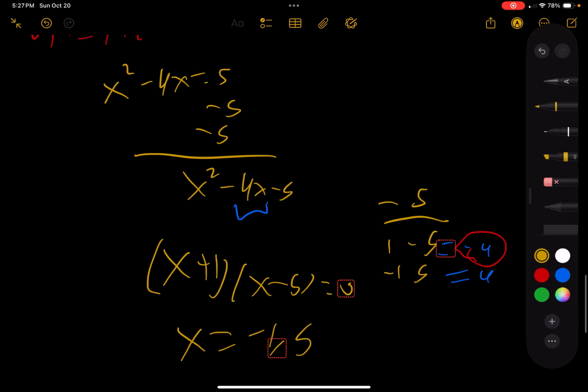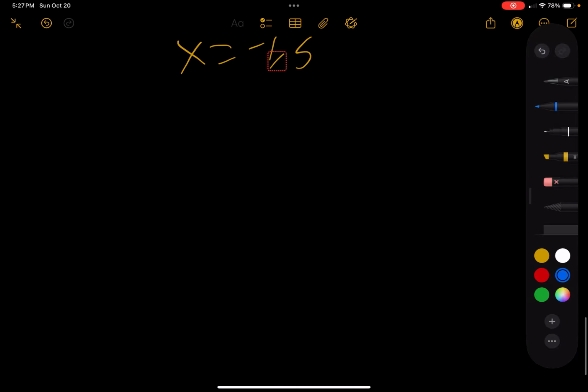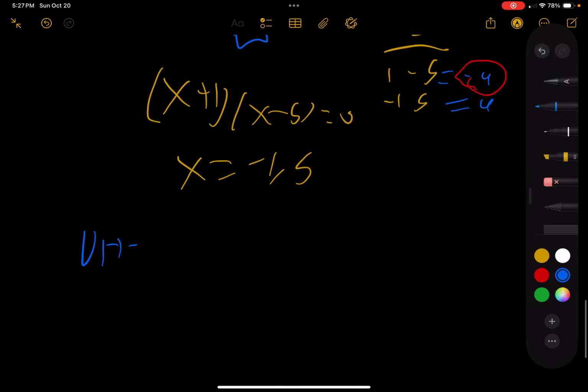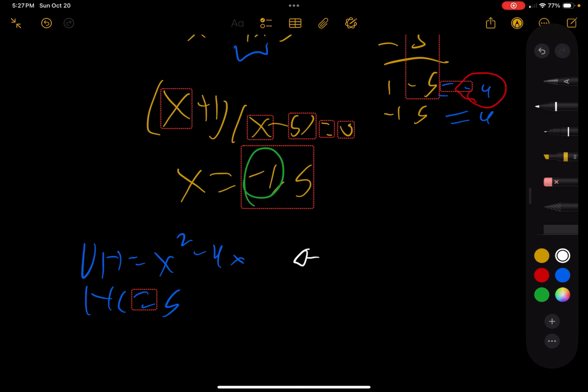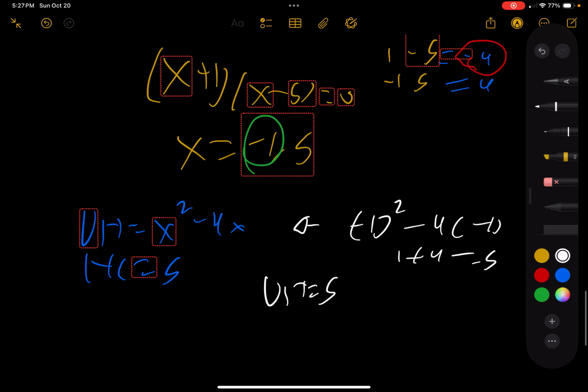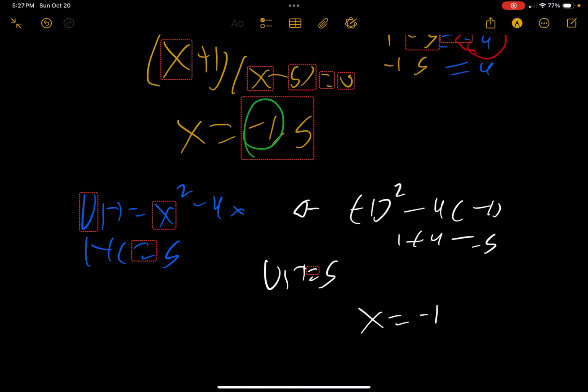Now, there is a negative x value, but that doesn't mean it doesn't work. That doesn't mean we can't use it. So what we do is plug it into our equation. First let's plug in negative 1. Negative 1 squared minus 4 times negative 1: 1 plus 4 equals 5. So UH equals 5. That means x equals negative 1 is a viable solution.